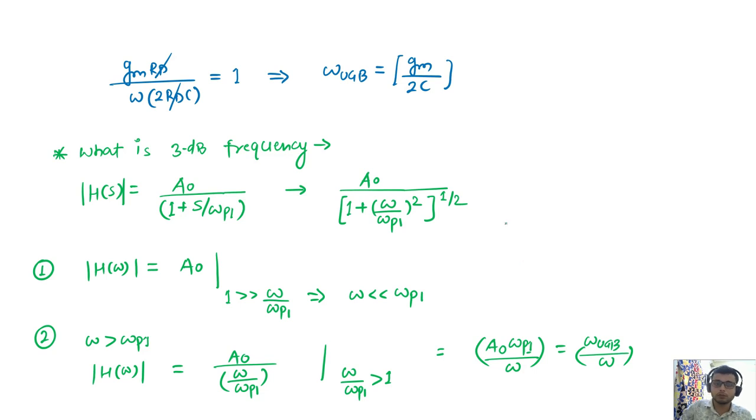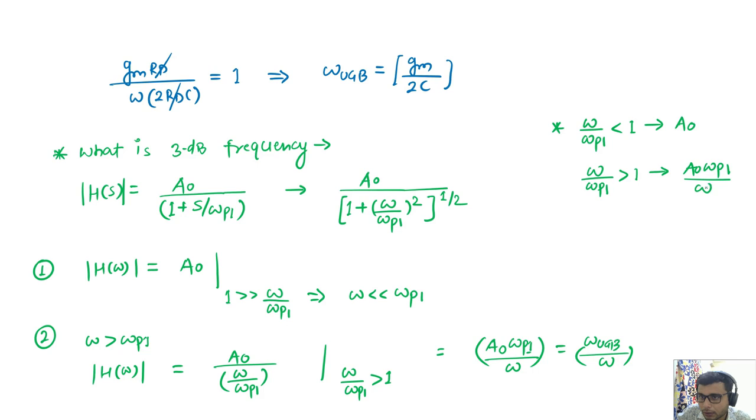So what we are seeing here, there are two cases. When omega by omega p1 is less than 1, then my magnitude is A naught. When omega by omega p1 is greater than 1, my magnitude of the transfer function is A naught omega p1 by omega. So omega in the denominator shows there is a roll off.